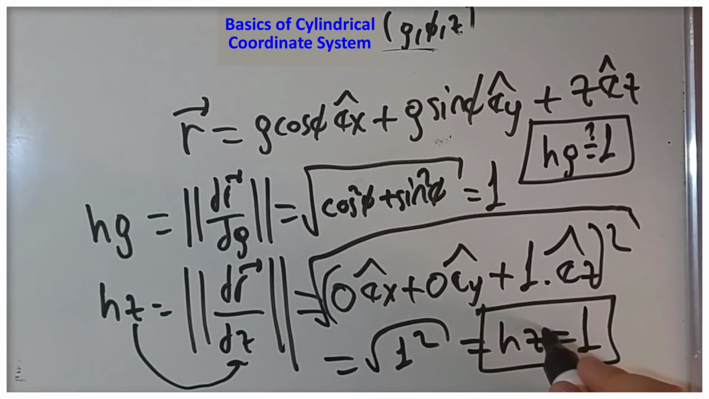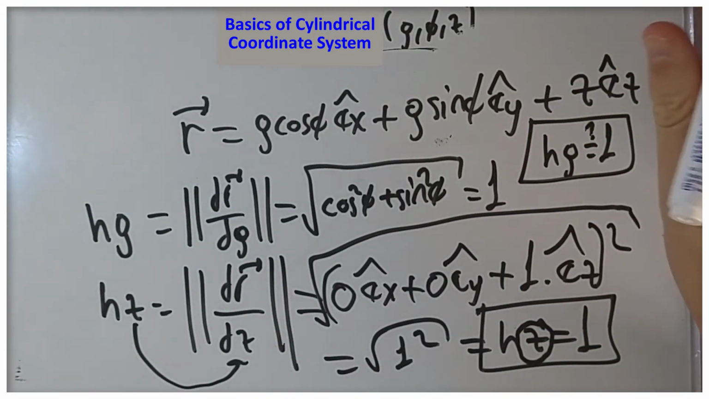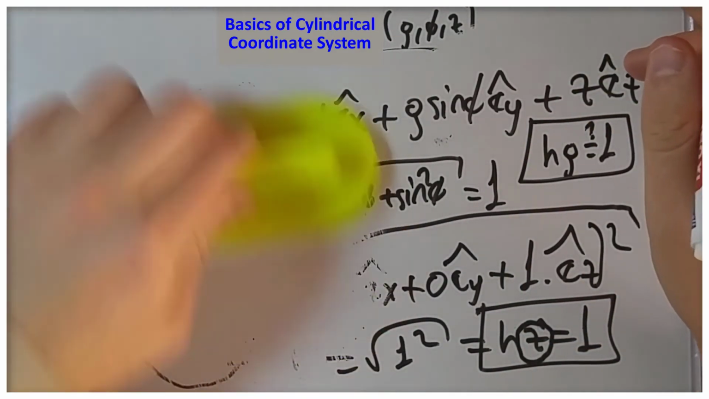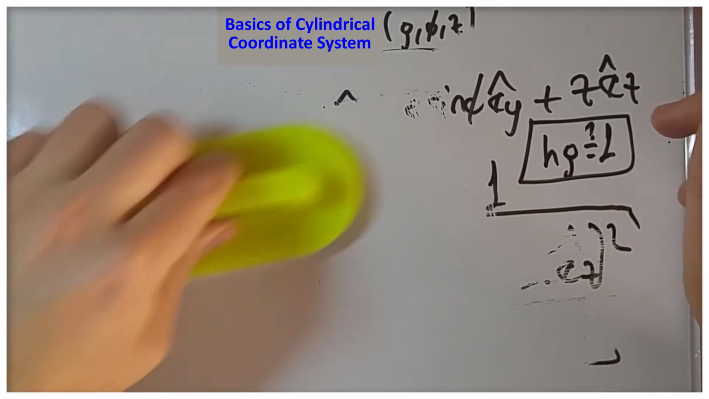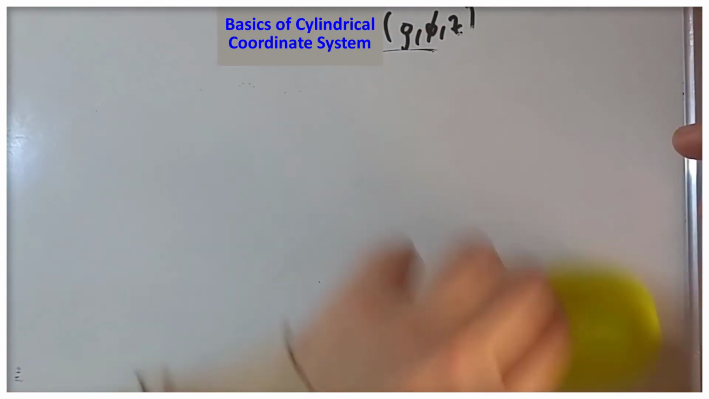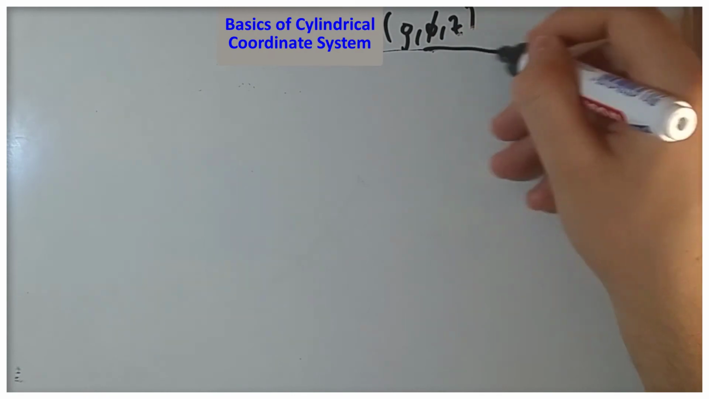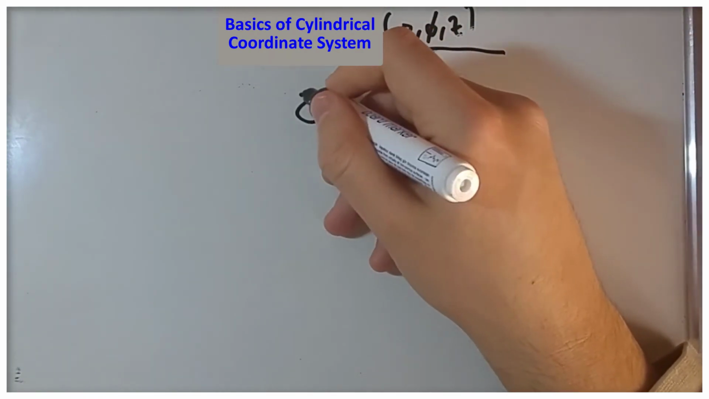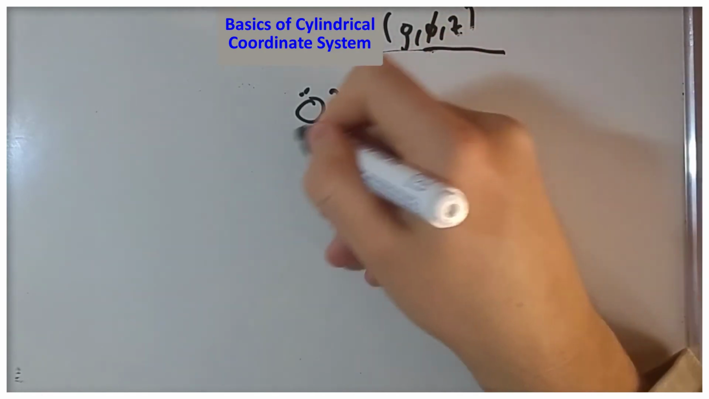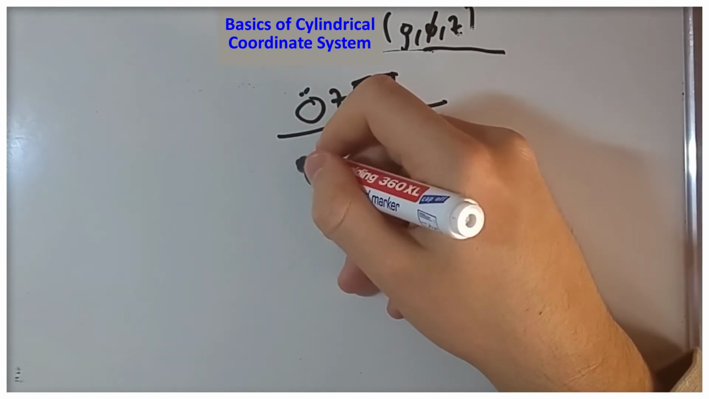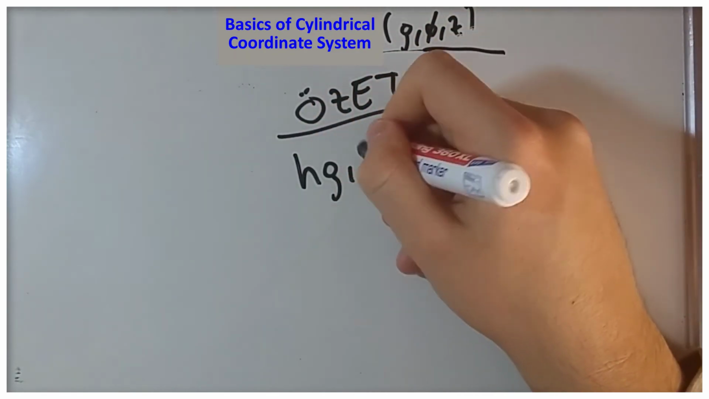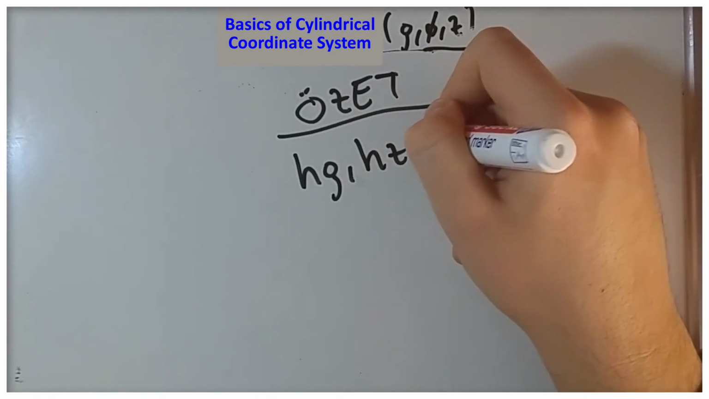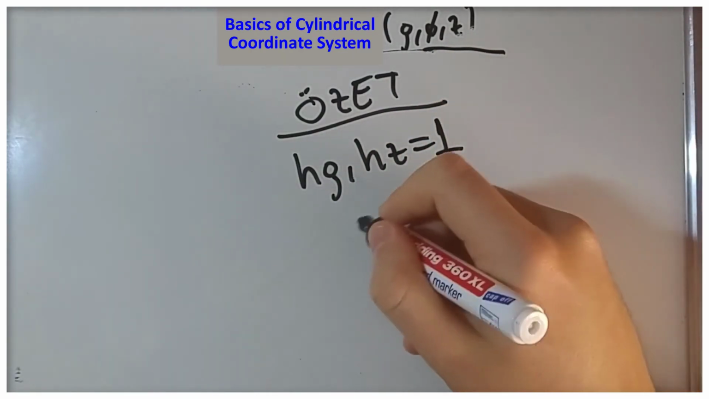I was expecting it to come out like this again, because it is a length. In summary, we can say that the metrics of the lengths are 1 and the rest give a different result. In summary, h rho and hz are equal to 1 and h phi is equal to rho.